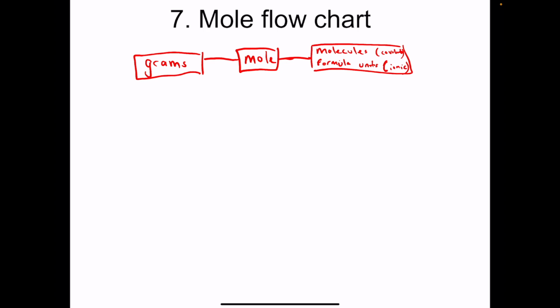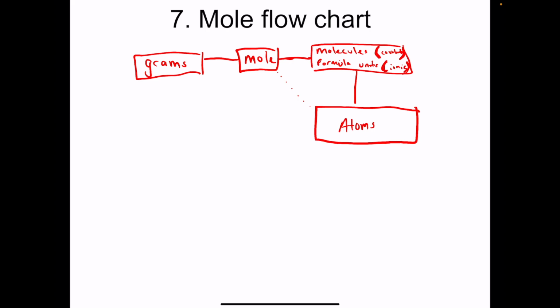You use the word molecules whenever it's covalently bonded together. So this would be like water or any other covalent molecule. Formula units are used, however, when we're talking about something that's ionic. So this could be like sodium chloride.